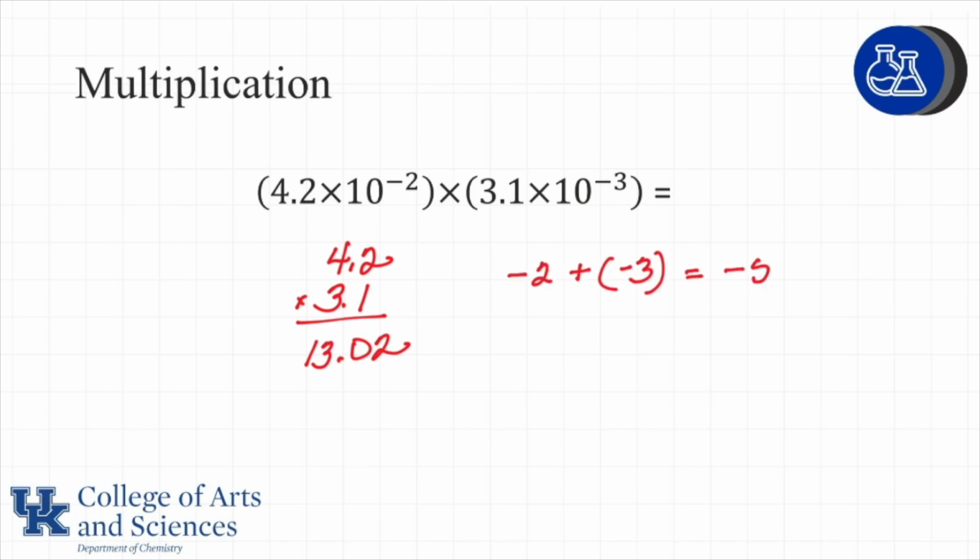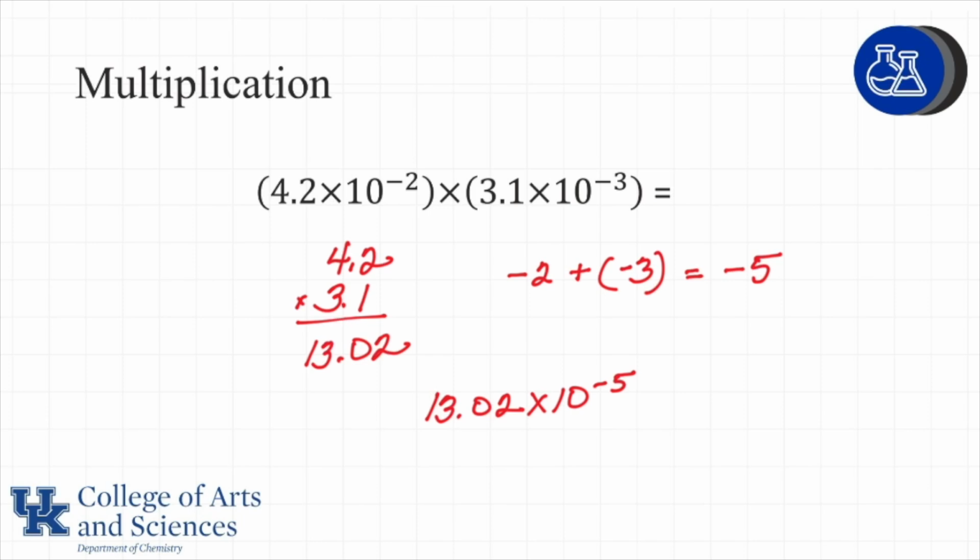Then we actually add the exponents. So we get minus 2 plus a negative 3. So we get negative 5. And that would give us 13.02 times 10 to the minus 5. But something looks a little weird about this number. What is that?